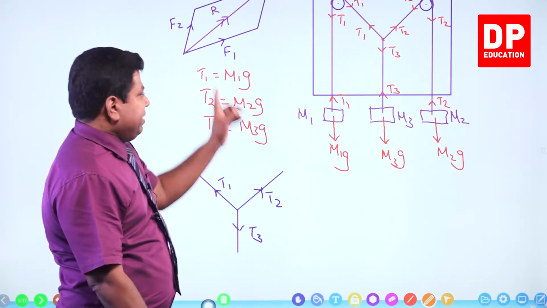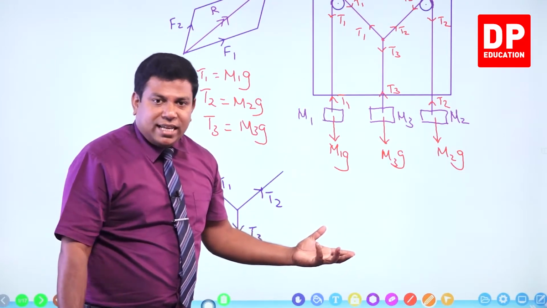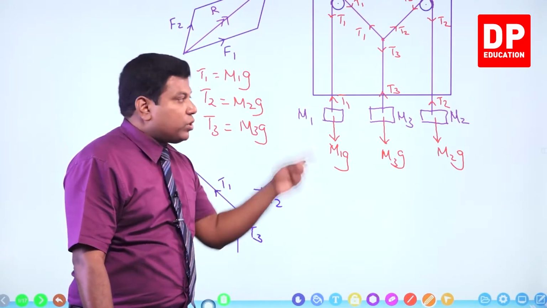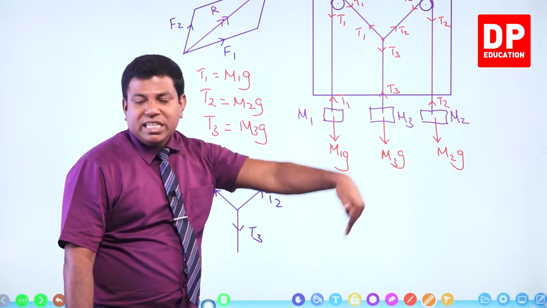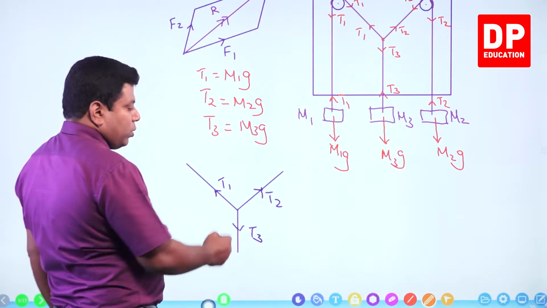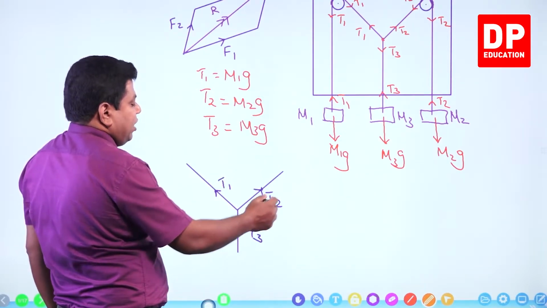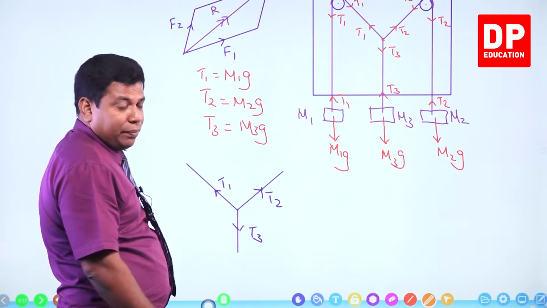Why? T1 is equal to M1G. So, M1 is the known weight. G is 10, gravitational acceleration. So, M1G is known, therefore, T1 is known. M2G is known, therefore, T2 is known. M3G is known, therefore, T3 is known. So, I can draw these lines proportionate to those values. T1, T2, T3, I know the values. So, I can draw it proportionately.